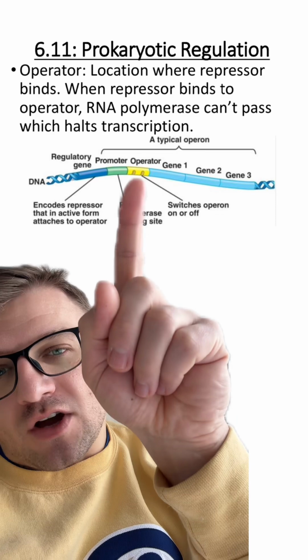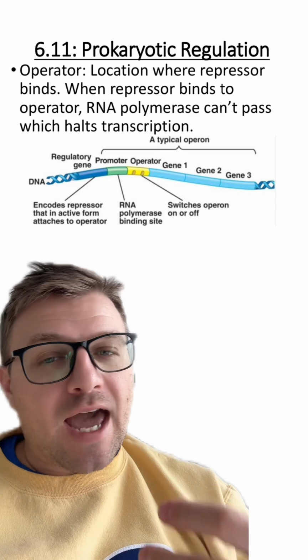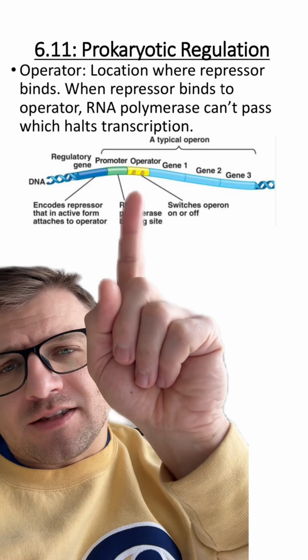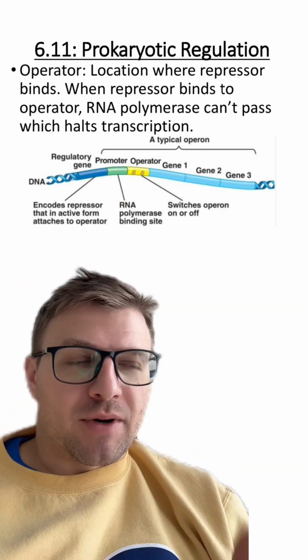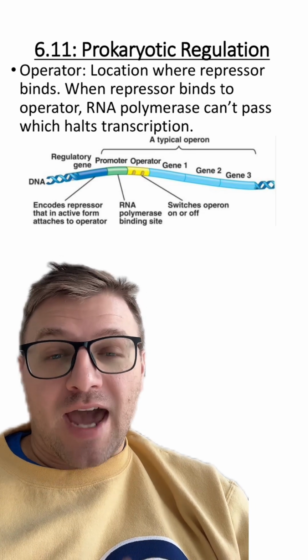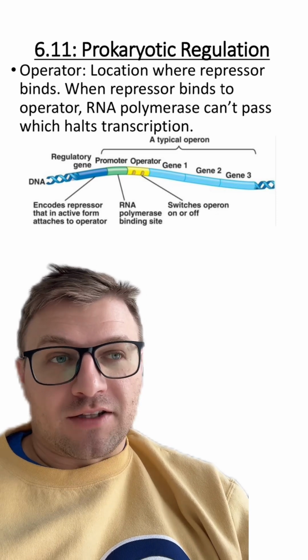So you can see here, this operator is going to be found between the promoter and the gene. And what happens is this repressor that we were talking about, the protein, is going to bind to this sequence of DNA. Whenever it binds to this sequence of DNA, it's either going to stop RNA polymerase from accessing the gene, or it's actually going to interfere with RNA polymerase binding to the promoter.